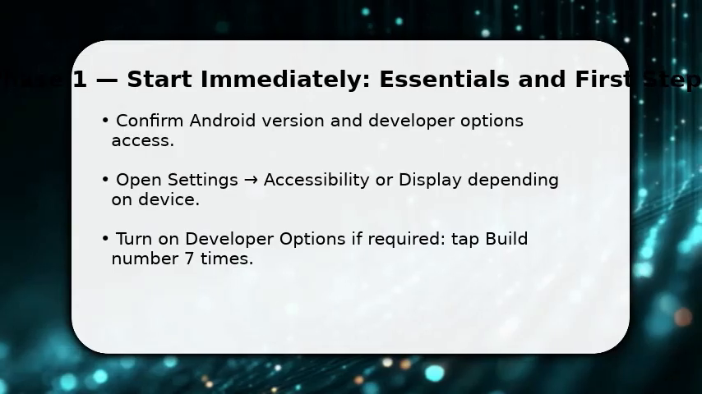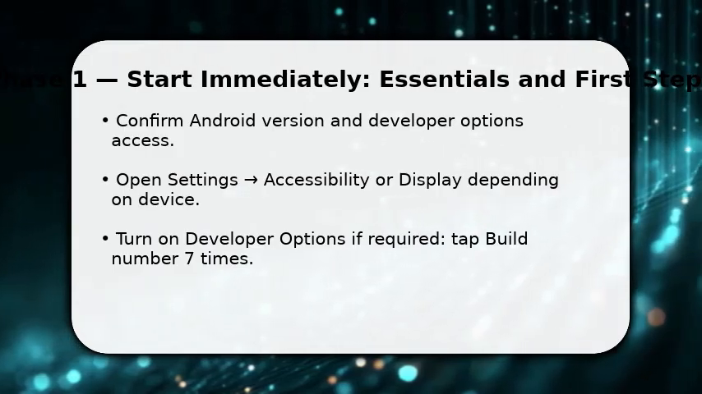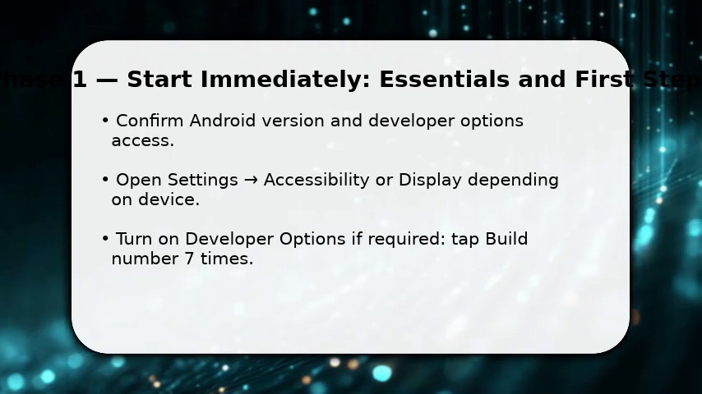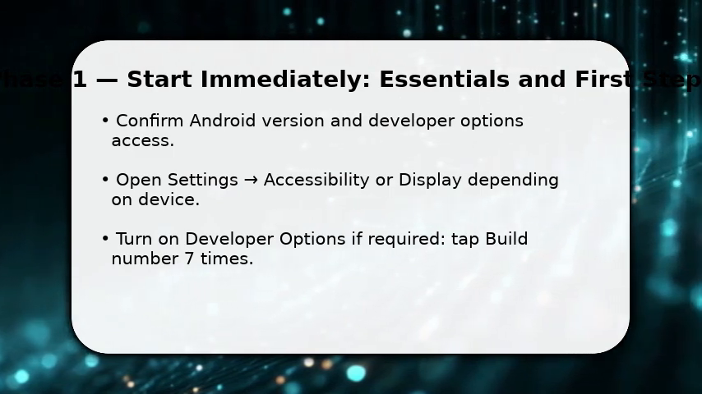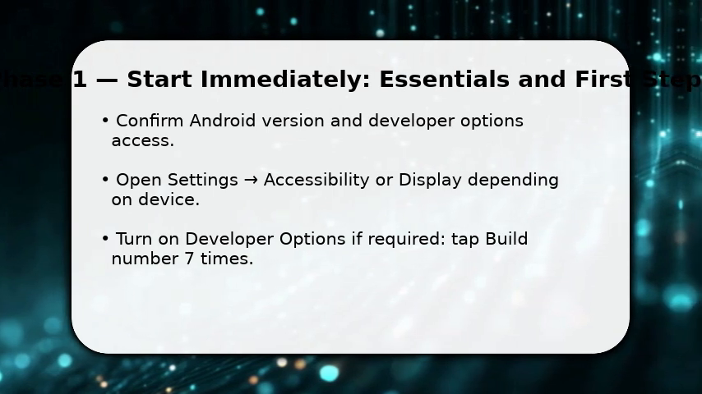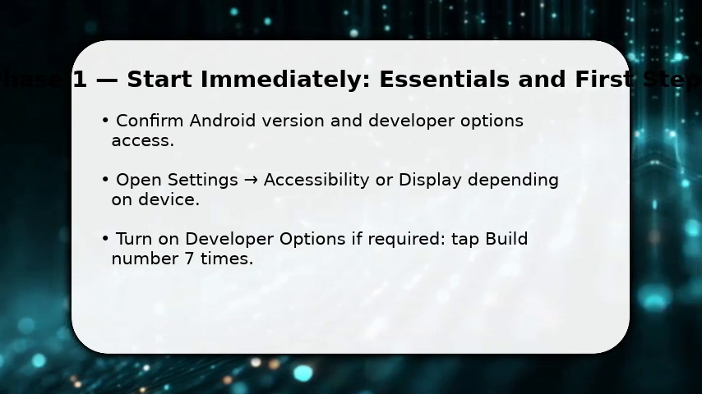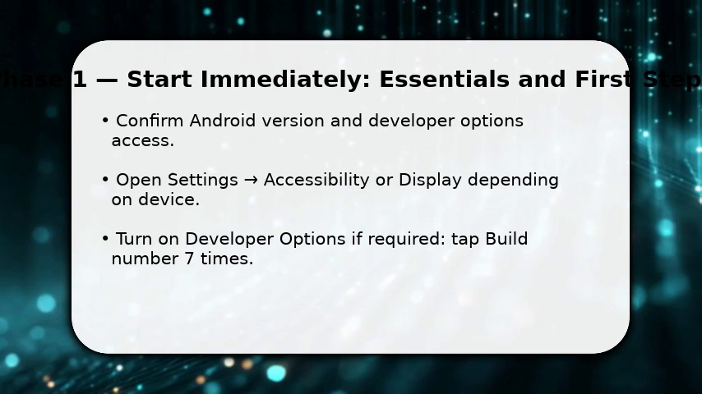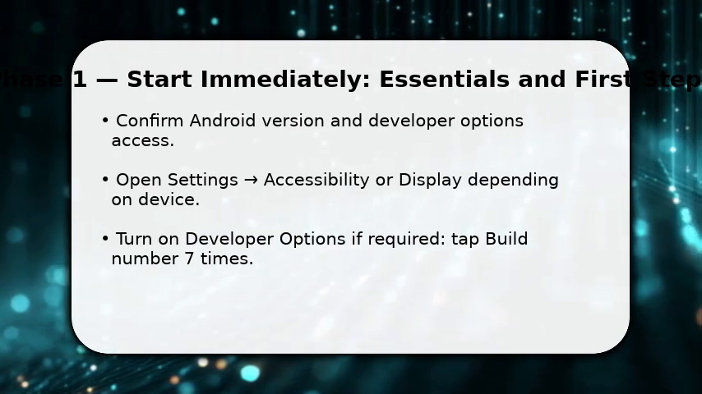Enjoy the video. You start by confirming your Android version and that developer options are available. This matters because some brands hide Grayscale. Next, open Settings and go directly to Accessibility or Display on some phones so you can find color controls.